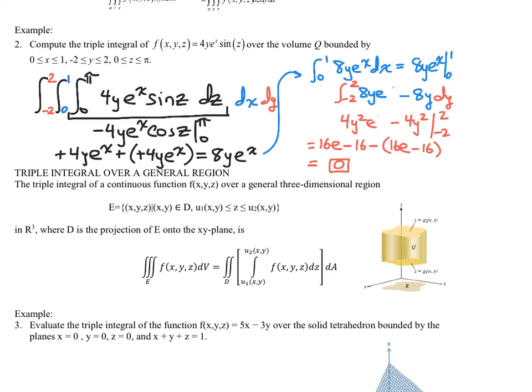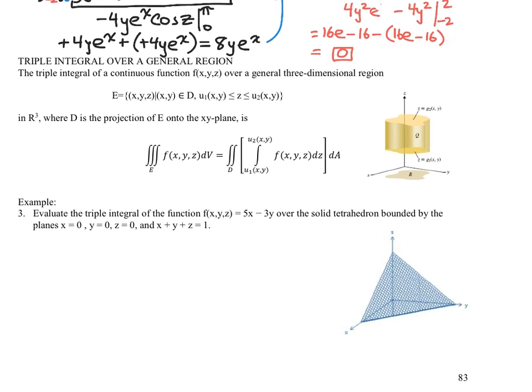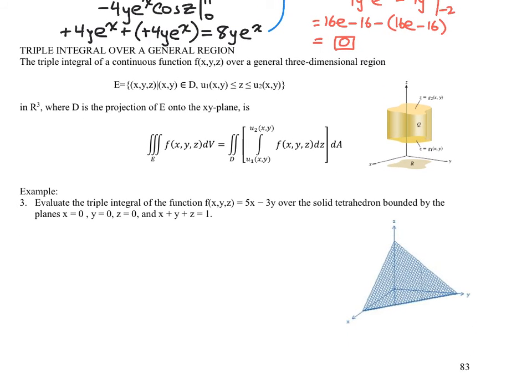All right, so the next one: evaluate the triple integral over a solid tetrahedron bounded by the planes x equals 0, y equals 0, z equals 0, and x plus y plus z equals 1. That's a little bit of a different story. All right, so we have our multivariable function. We know that we're coming up with a triple integral of 5x minus 3y. It's just a question of, okay, so cool, what's going in there?